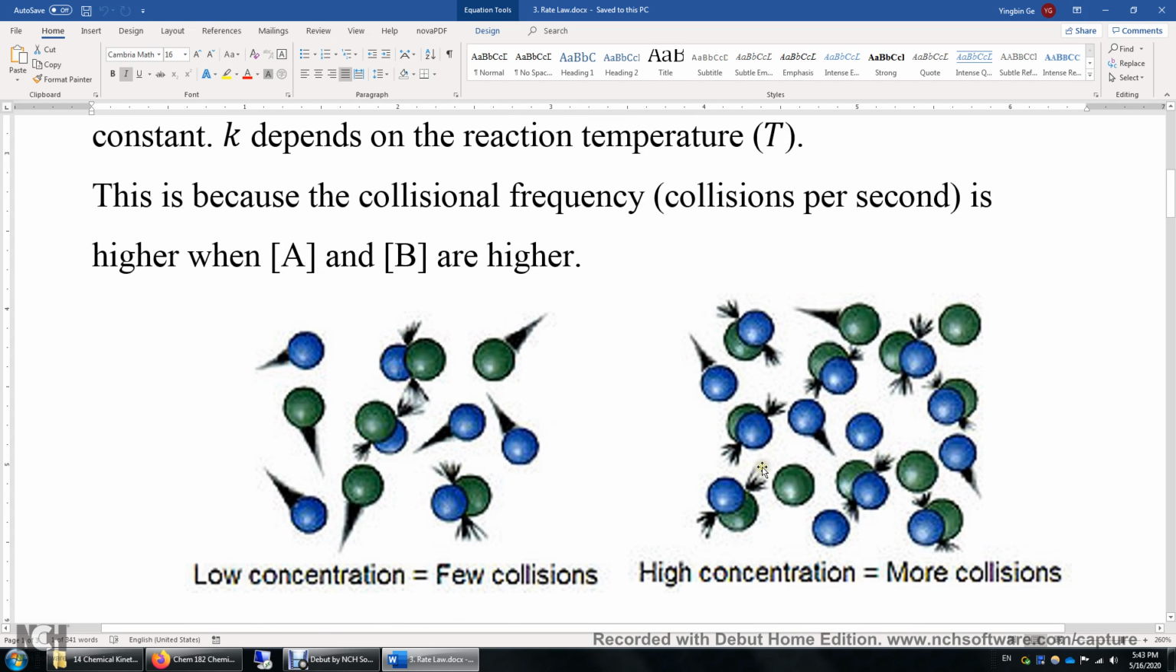Now let's look at these two pictures. Again, these two pictures show you that if we have more A molecules and B molecules within the same volume, there will be more collisions between A and B. And when you have more collisions, the reaction rate is higher. So again, the reaction rate is proportional to the concentration of A and the concentration of B.